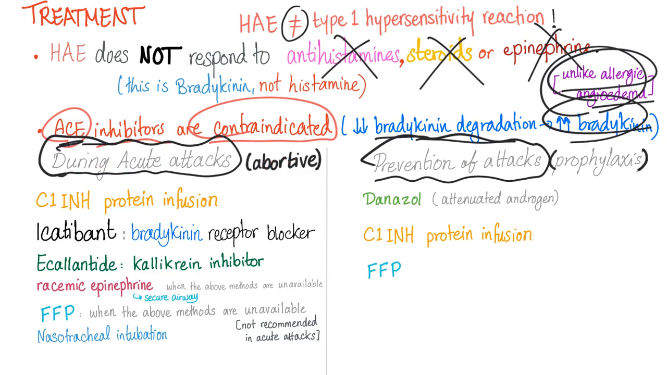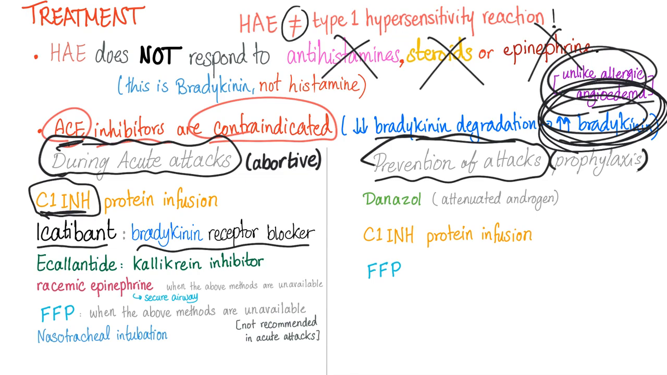So, the abortive therapy. C1 inhibitor protein infusion. If the patient is deficient in this crazy protein, give them the protein. Cool. Icatibant, which is a bradykinin receptor blocker. If all of the symptoms we're having are due to this crazy bradykinin, let's give a bradykinin receptor blocker. There's another drug called ecallantide, which is a kallikrein inhibitor. Remember, kallikrein converts high molecular weight kininogen into bradykinin. So if you inhibit the kallikrein, you're doing great.